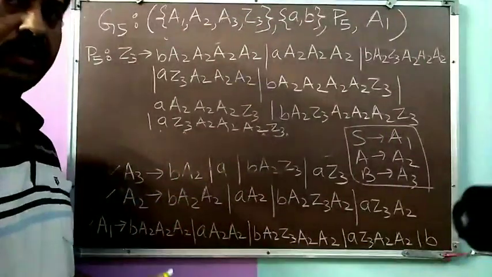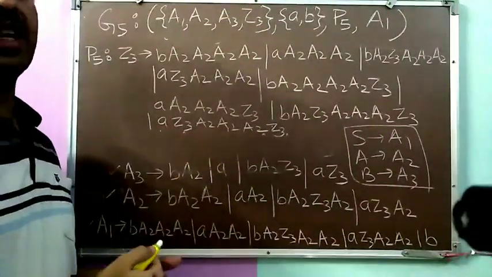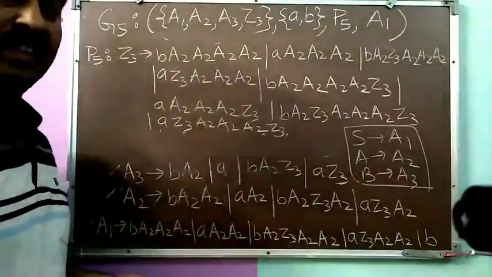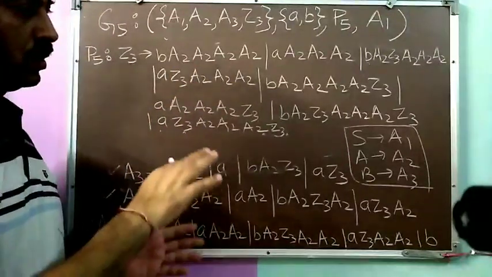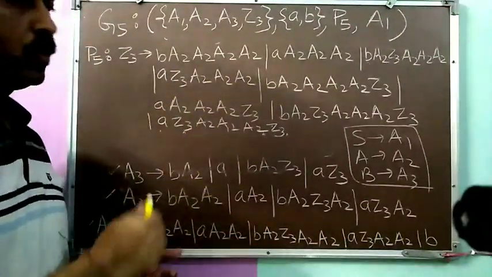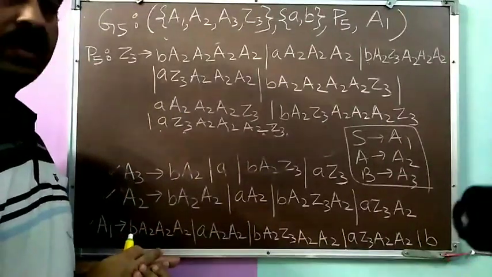So this is the process we have to perform to convert a given CFG into GNF. This example contains all the cases. So I hope it will help you to solve your examples successfully.